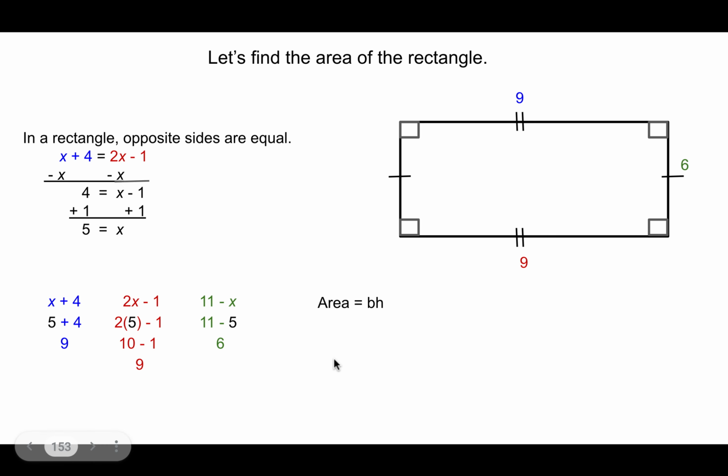So now let's find the area. We replace the base with 9 and the height with 6, and the area is 54, so we say 54 square units.